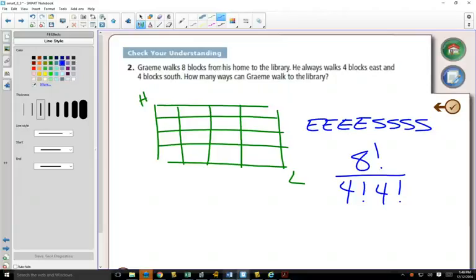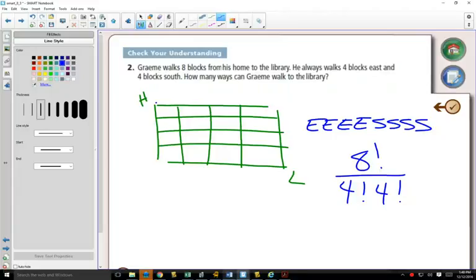So we're going to get questions like this. I'm going to show you another strategy you can use for these pathway ones. But the pathways you can do by thinking about how many ways you need to go east, how many you need to go south, and doing it as an identical objects question. And that's the reason it's in this section. But we could also count it systematically.